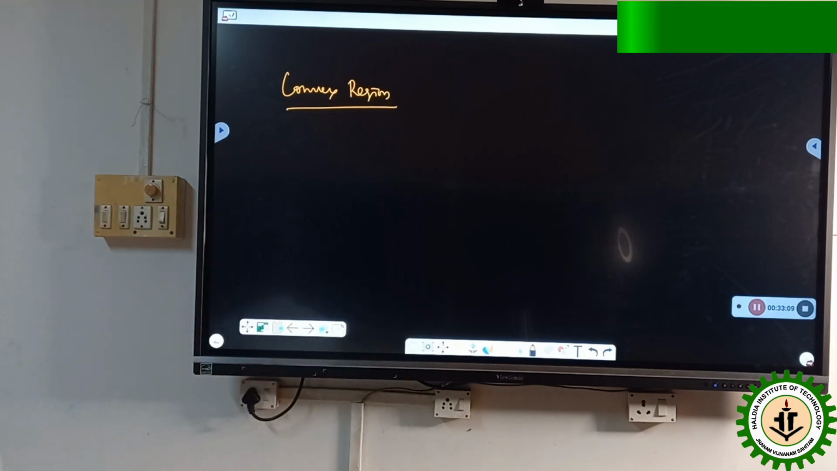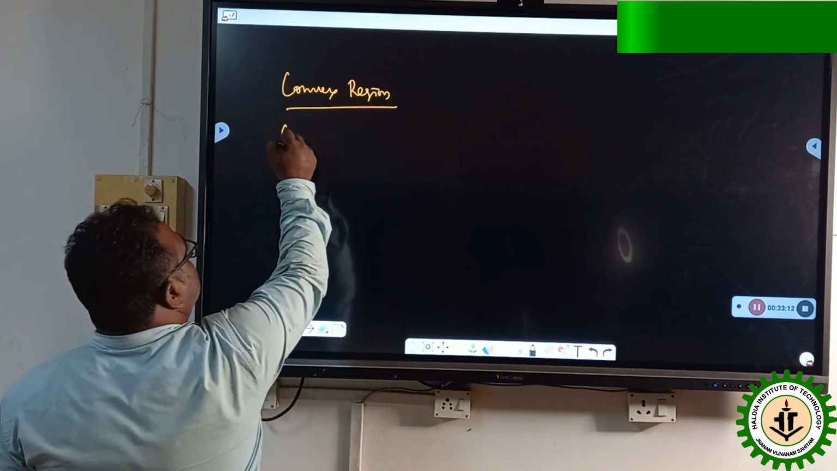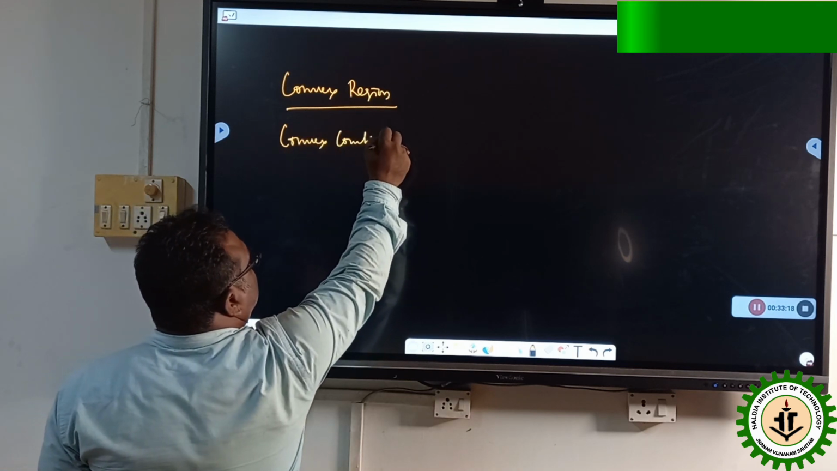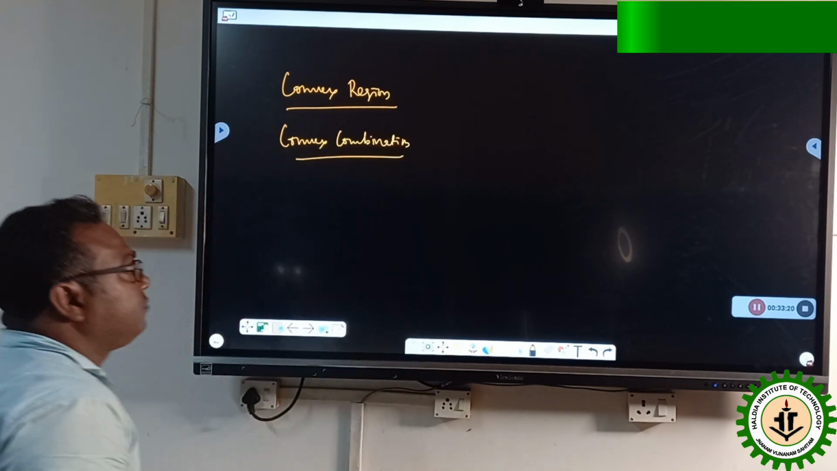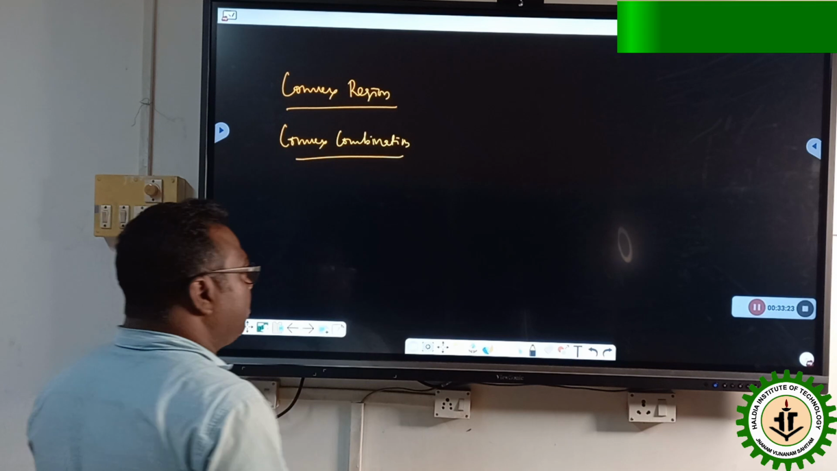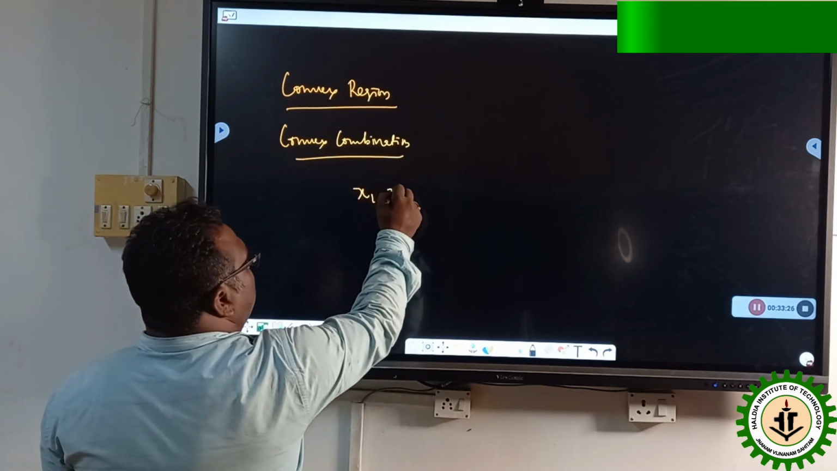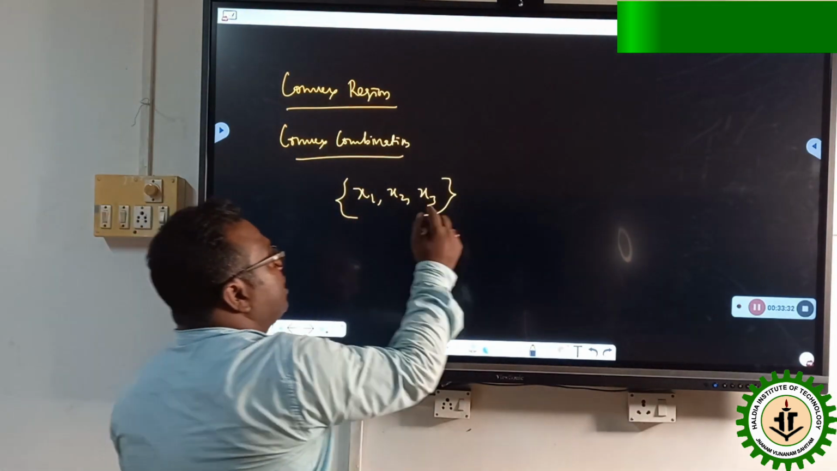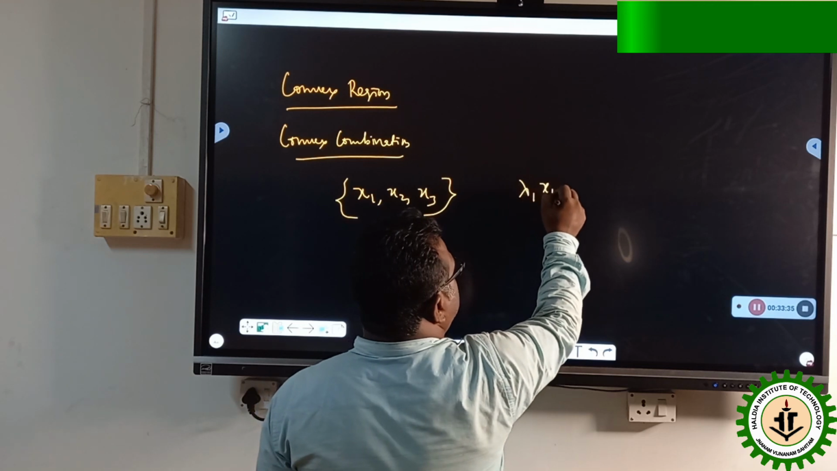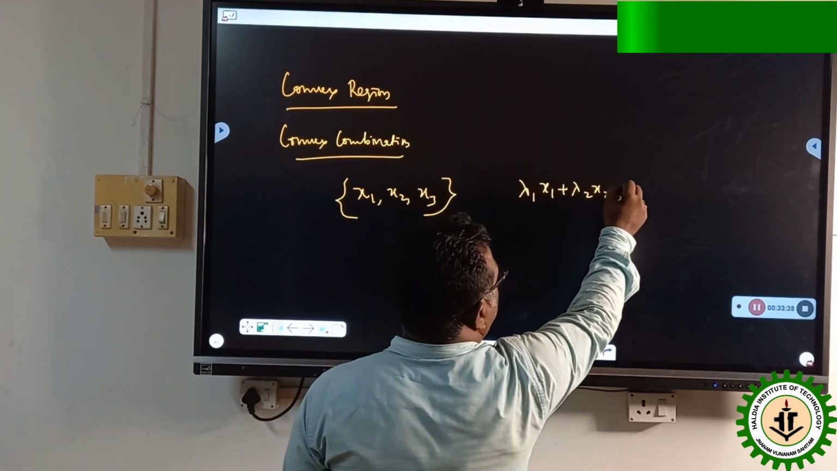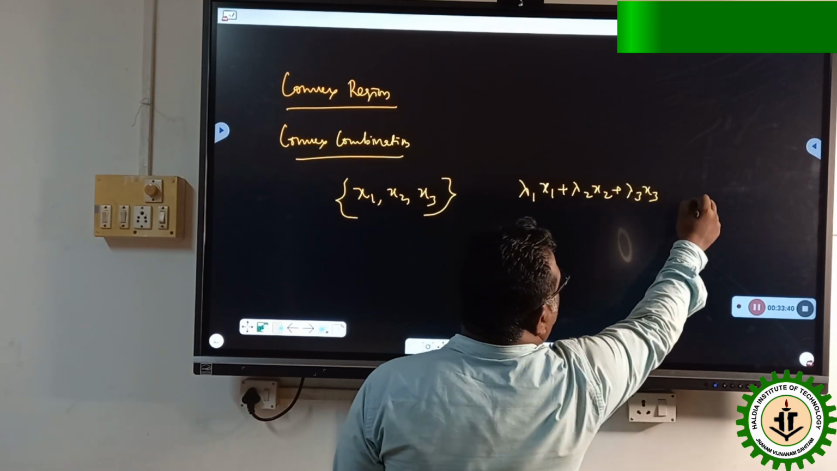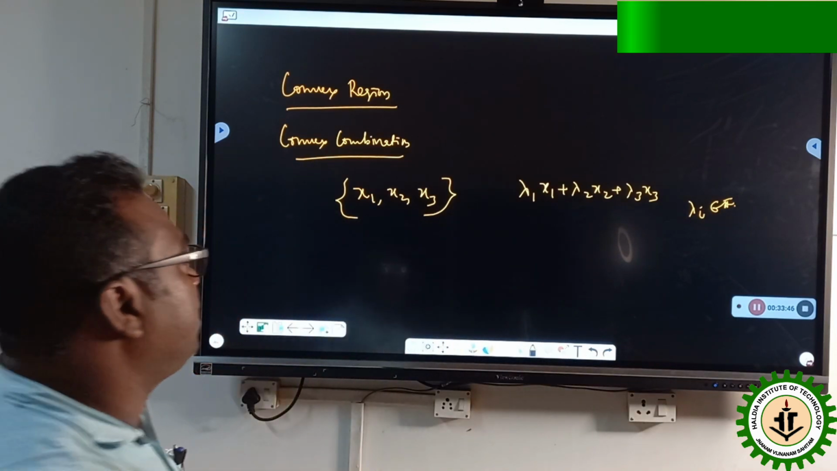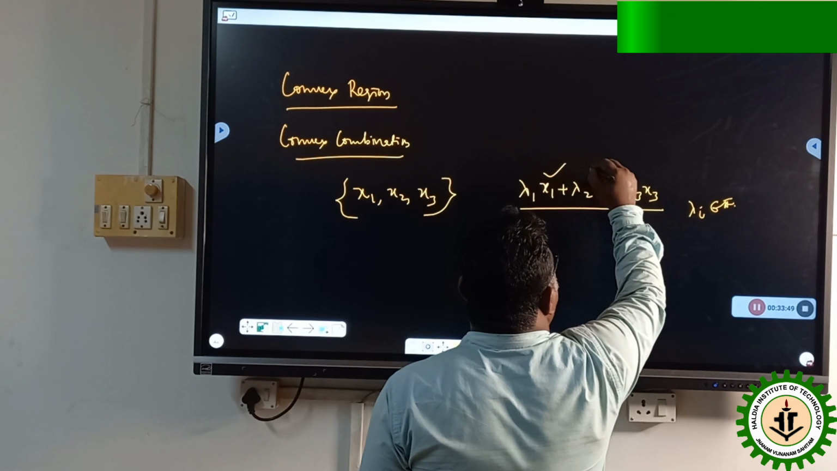To define a convex region, we have to first define a convex combination. You know about the linear combination? Let x1, x2, x3 be three vectors. The linear combination of these is nothing but lambda 1 x1 plus lambda 2 x2 plus lambda 3 x3, where lambda i belongs to the scalar field F. This is called the linear combination of the three vectors x1, x2 and x3.